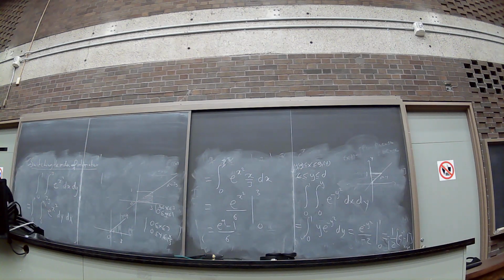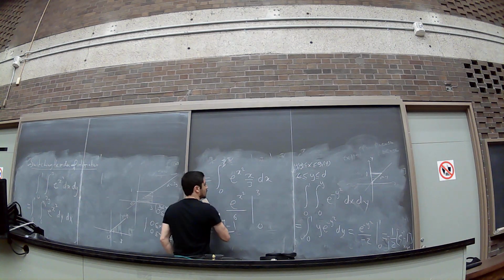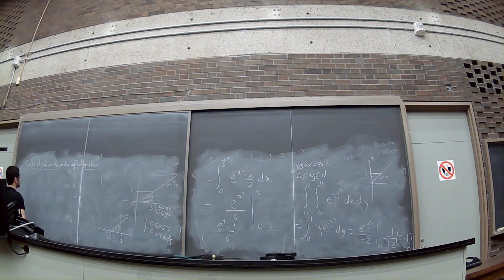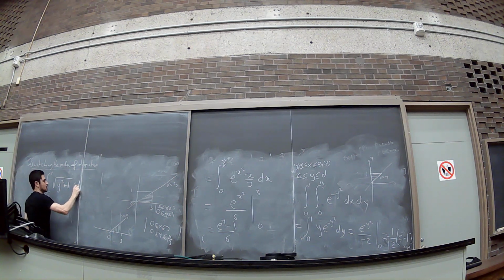Is it clear? Let's do one more. There are lots of examples. So let's do that. 0, 1, root x, 1. All of these are from the book. dy dx. So what's the first thing that I do?